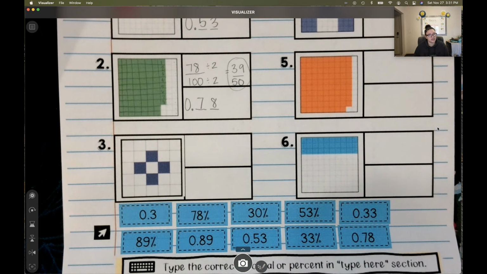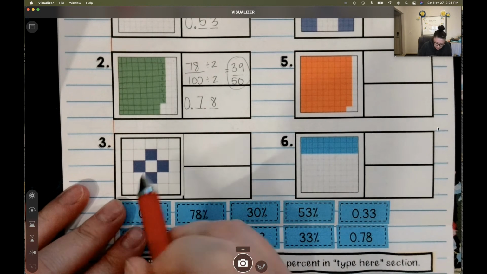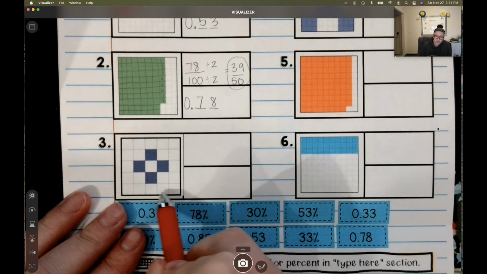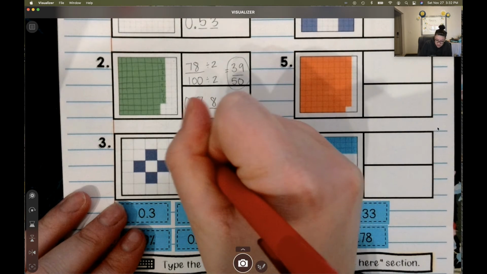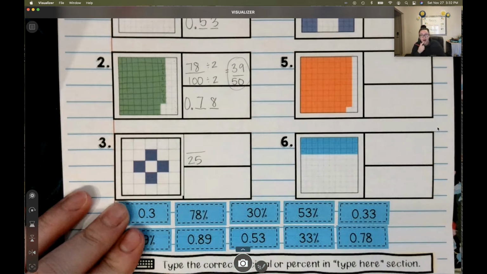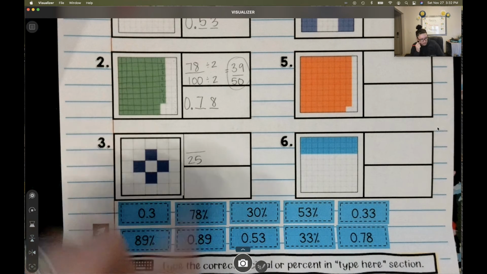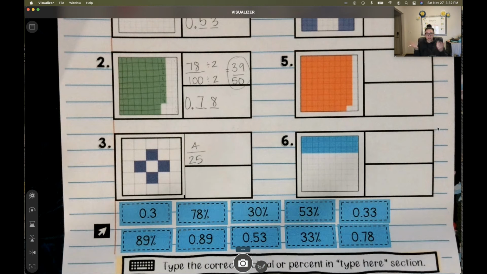Number 3 is a little tricky. What's different about 3? My sides are 1, 2, 3, 4, 5, and 1, 2, 3, 4, 5. So if it's 5 by 5, how many squares are there? There's only 25 squares there. Things are getting tricky. How many squares are colored out of 25? 4. 4 out of 25.